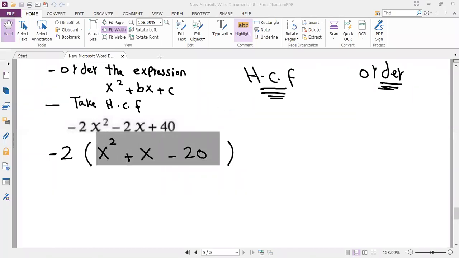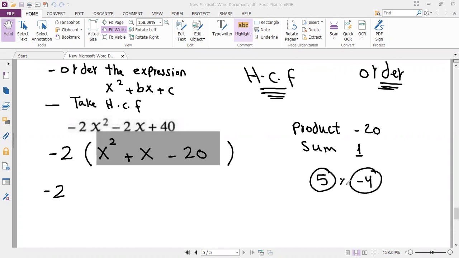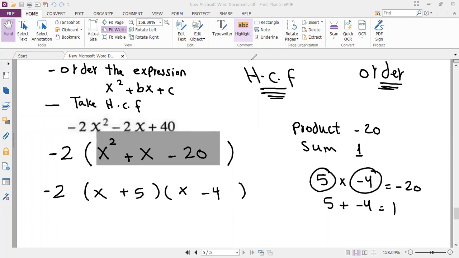How can we factorize it? You want to get two numbers. Their product is -20 and their sum is 1. So the two numbers are 5 and -4. 5 multiplied by -4 is -20, and 5 plus -4 is 1. So you can factorize this expression as x multiplied by x here, and we have here 5 and -4. That's it.